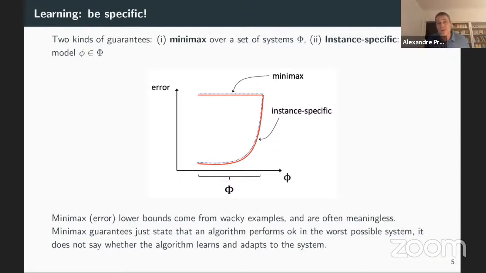Another way of criticizing the minimax approach is to say that minimax guarantees are just stating that an algorithm performs okay in the worst possible system, but it does not say whether the algorithm learns and adapts to the system. So you see that if you have a system with low possible error, your minimax optimal algorithm would have a performance that is very, very far from being optimal.